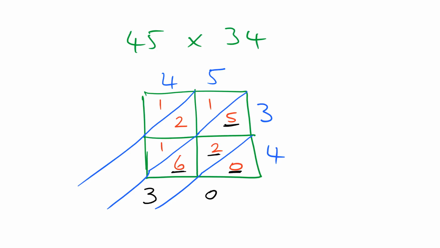Remember that's a 3 there, and you carry forward the 1. Okay, next diagonal, 1 plus 2 is 3, plus that 1 is 4, plus that 1 is 5, so there's a 5 here. And in this diagonal there's only a 1, so that goes in the answer. So our final answer is 1530.